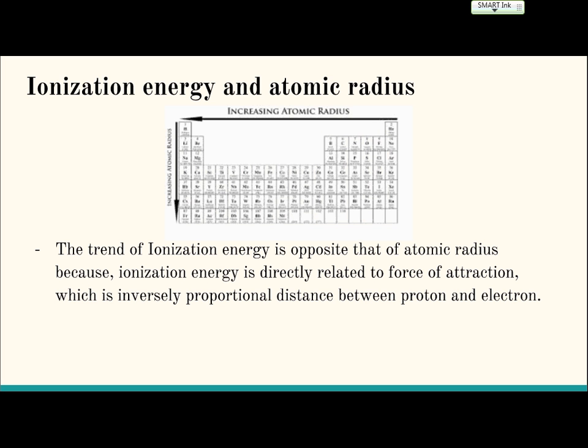Ionization energy and atomic radius. The trend of ionization energy is the opposite of atomic radius because ionization energy is directly related to the force of attraction, which is inversely proportional to the distance between the proton and electron. So basically, as atomic radius gets larger, the ionization energy becomes less, due to what we talked about earlier with Coulombic forces and shielding.